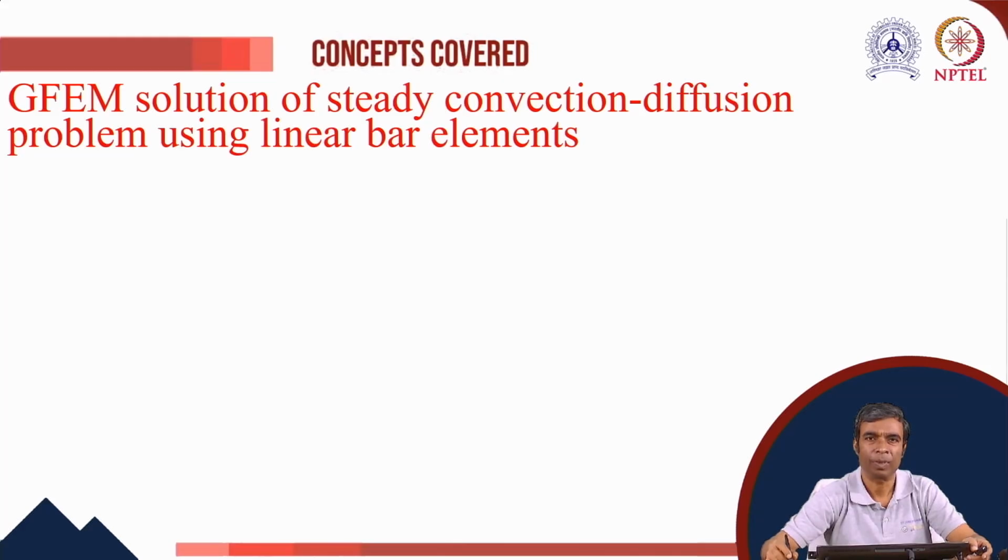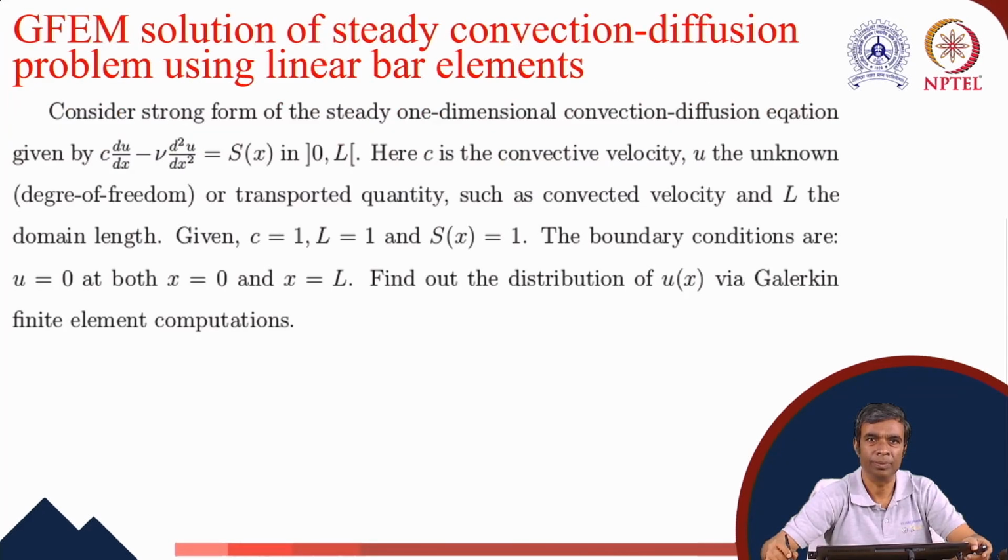In today's class, we shall illustrate the Galerkin finite element solution of one-dimensional steady convection diffusion transport equation by using two-noded bar elements. So here we have considered one-dimensional convection diffusion equation and we shall use two-noded bar elements. This is the question that we have to solve: the distribution of the degree of freedom U for a one-dimensional problem.